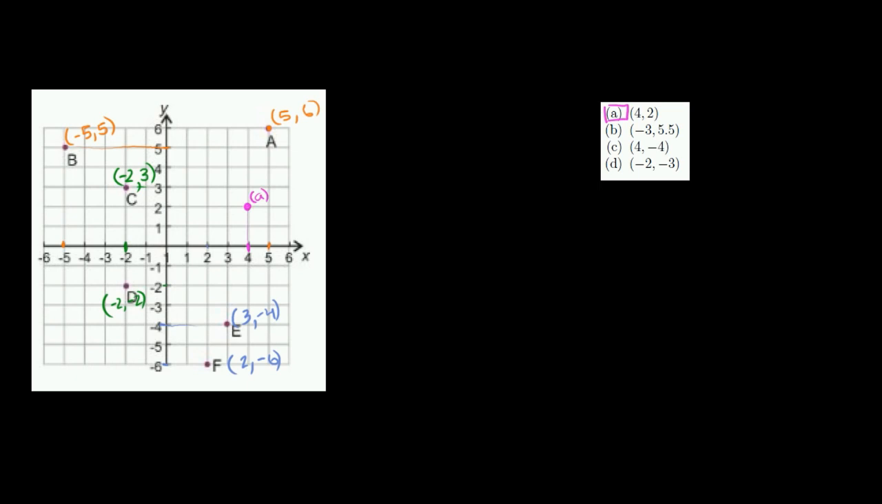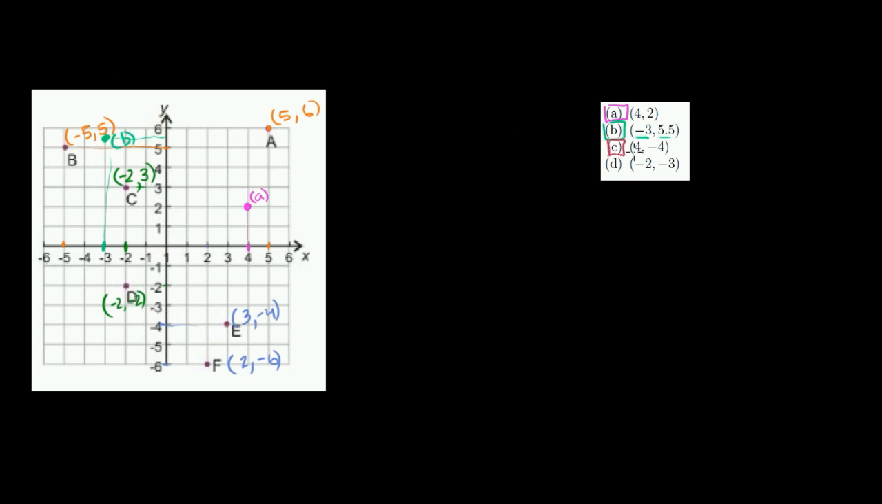Let's do the next one. Let me do it in a color that you'll be able to read. B. X is equal to negative 3. Y is equal to 5.5. So you go all the way up to 5.5. Right? Y is equal to 5.5. So that is the point lowercase b with parentheses around it.